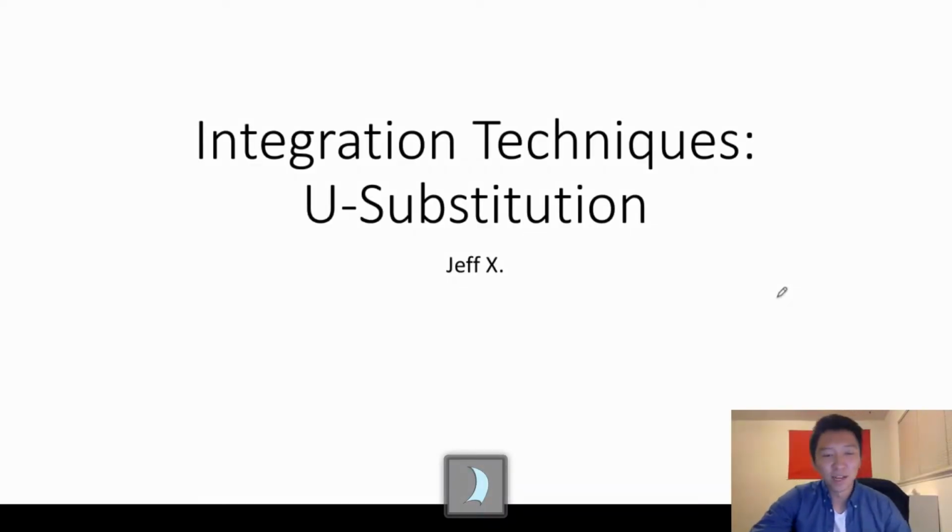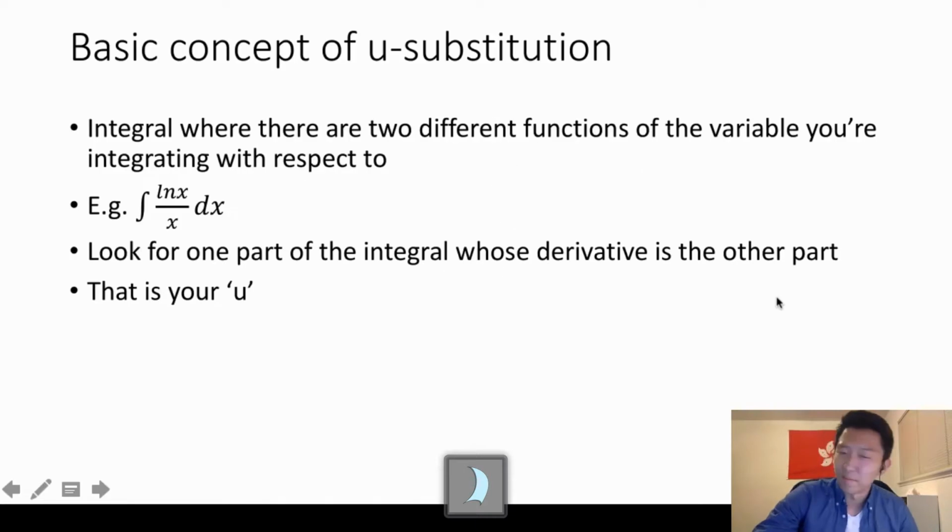Hi guys, so today we're going to be talking about one of the integration techniques called u-substitution. Basically, the concept of u-substitution is when you encounter an integral where there are two different functions of the variable you're trying to integrate with respect to.